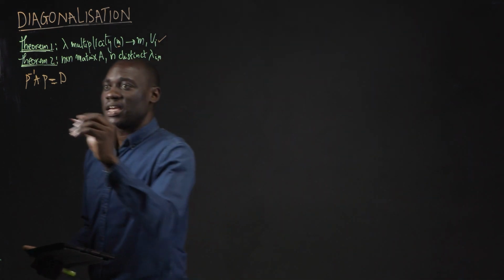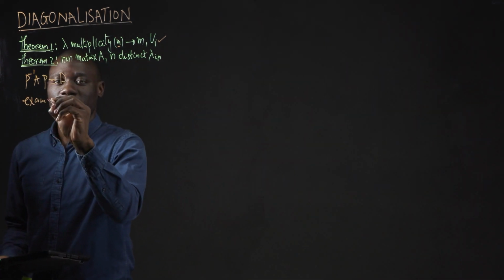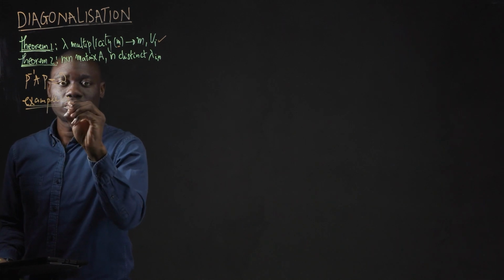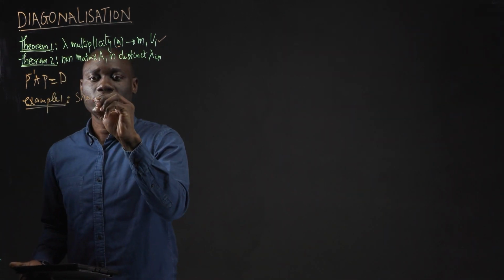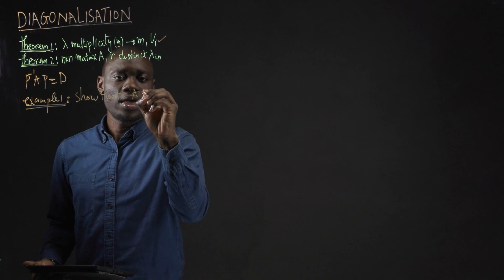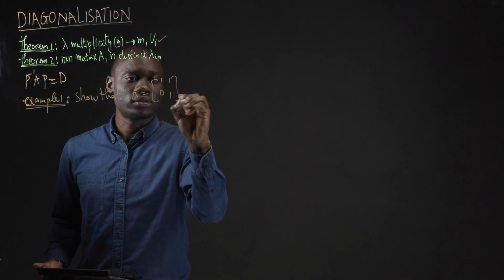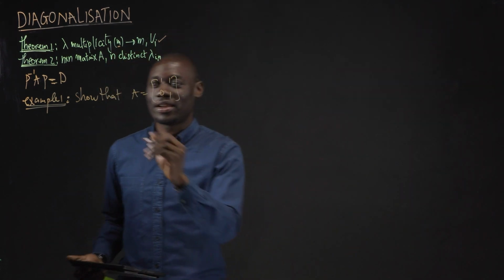Now, let's have the first example. Show that A, which is 1, 0, 1, 1, is not diagonalizable.